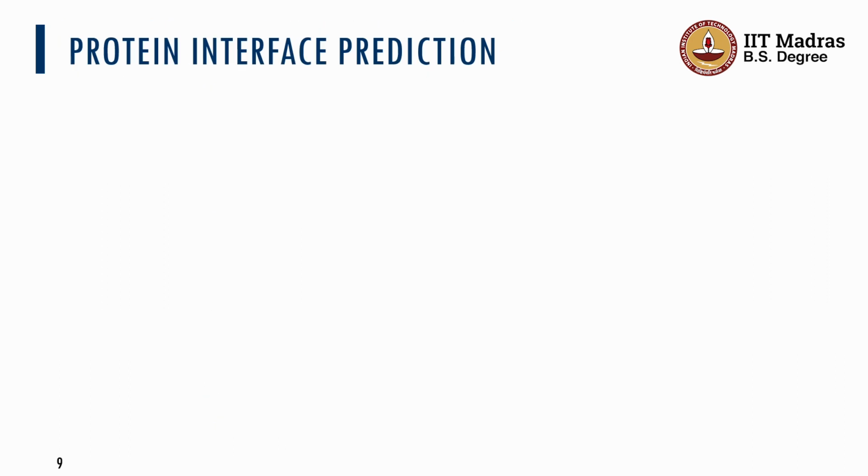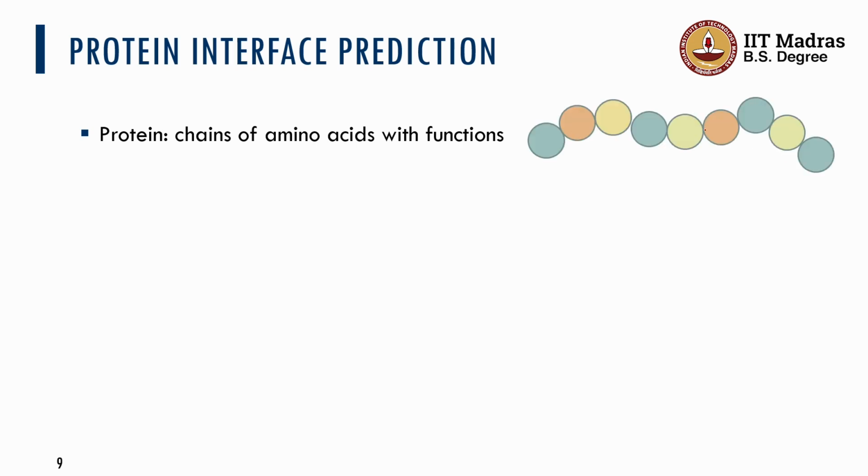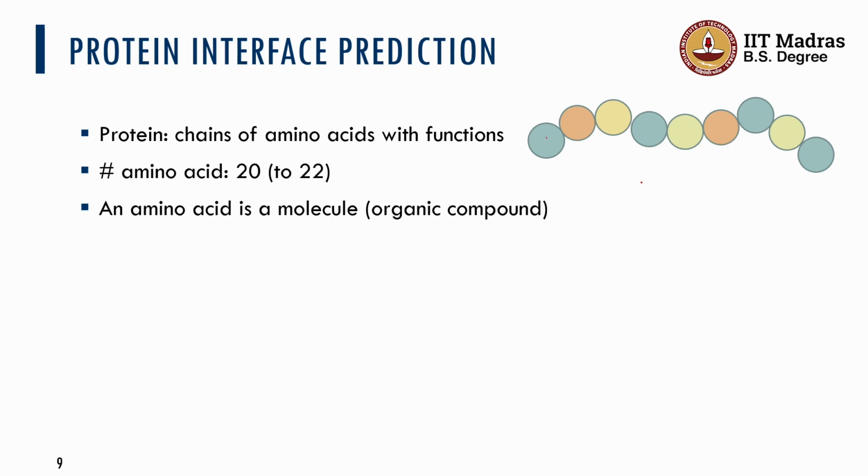The next application which I'm going to look at is protein interface prediction. What does it mean by protein interface prediction? All of you know that proteins are chains of amino acids with functions. Each of these circles you can think of as amino acids which are connected together to create a protein, and this protein has certain functions. There are around 20 amino acids, and it varies between 20 to 22.